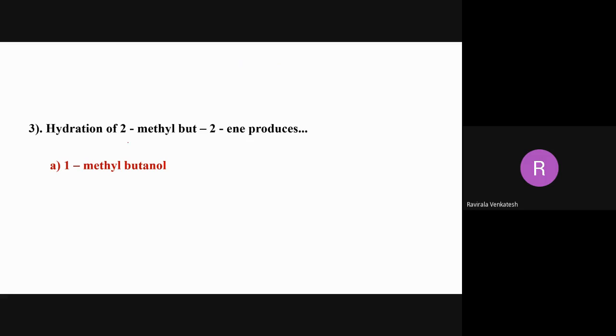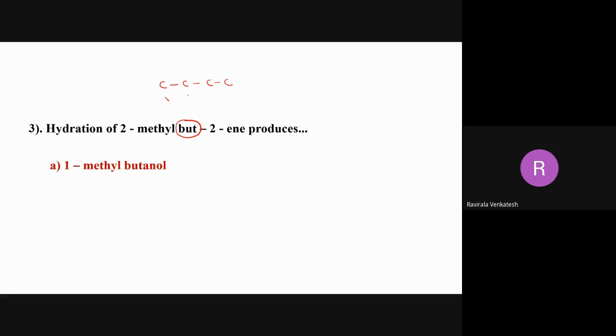Now 2-methyl-butene is produced, they are asking. How do you write 2-methyl-butene? But first of all, you have to select what root word. So what is the root word in this case? But. But is the root word. But means how many carbons? 4. 4 carbons have to be written.